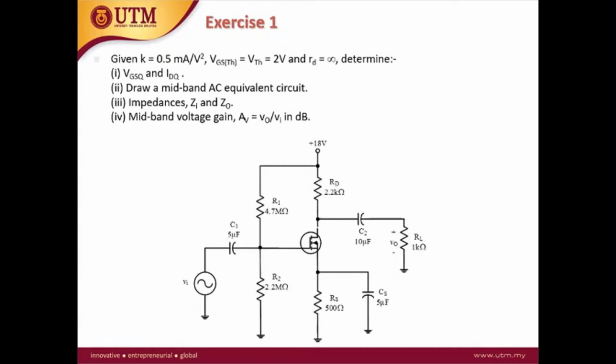So next we do the exercise example of the actual question. Consider this voltage divider configuration circuit. This is a common source, because the input of the amplifier is at the gate and the output is at the drain. The source is not used, so this is a common source. And the bias circuit is a voltage divider configuration.